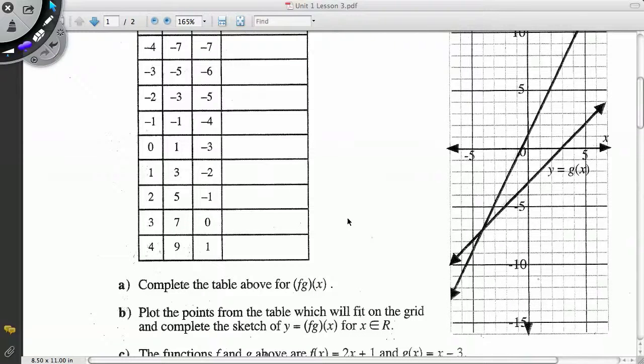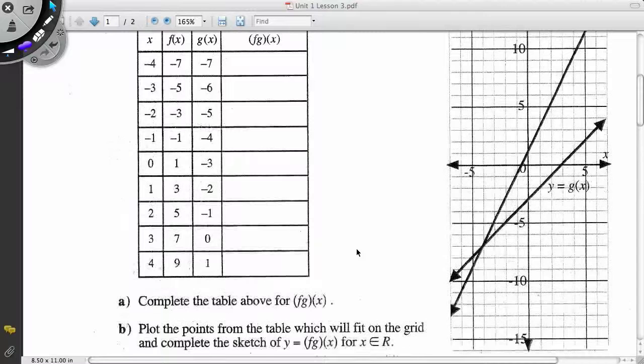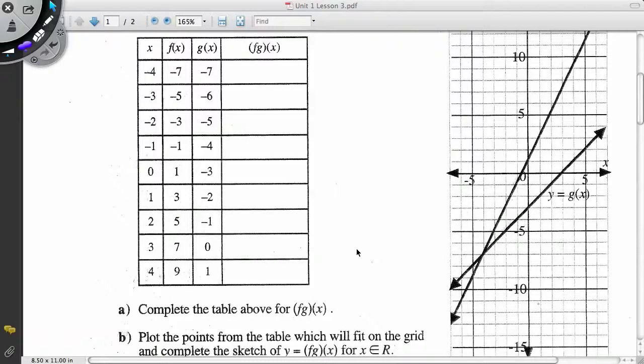What it's asking for here is to complete the table above for fg, f times g. We're going to multiply, in this case, the two functions. Well, that means we're multiplying f of x and g of x, and here are two values when x is 4. We're given these two values and we can multiply them together. So you can fill this table in, and I'll just quickly do that.